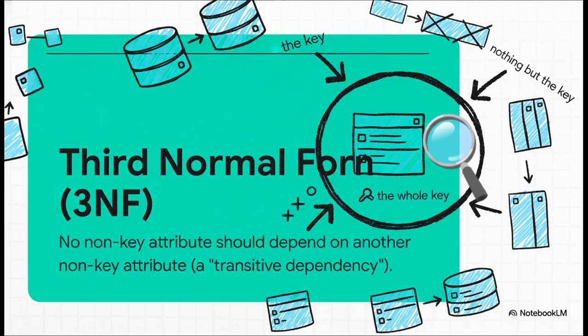Finally, we hit third normal form, or 3NF. And there's this classic saying that just nails it. Every column must depend on the key, the whole key, and nothing but the key. That last part, nothing but the key, is all about squashing something called a transitive dependency. That's where a column that isn't a key depends on another column that also isn't a key.